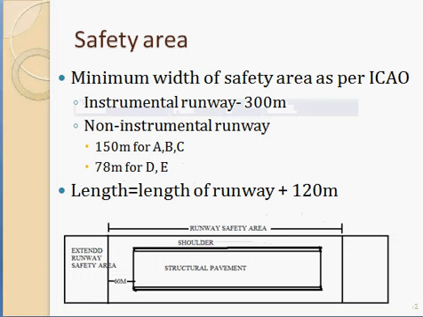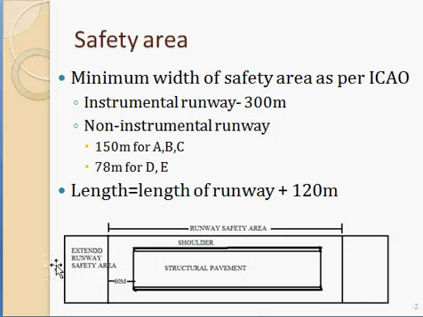Then the fourth factor is the safety area. So it is an area which is cleared and drained and which is well graded. Here we will be providing a structural pavement like this, that is the runway area. Then adjacent to that you will be providing shoulders on both sides, and also you should have two edges like this. The edges of runway should be like this, that is extend.